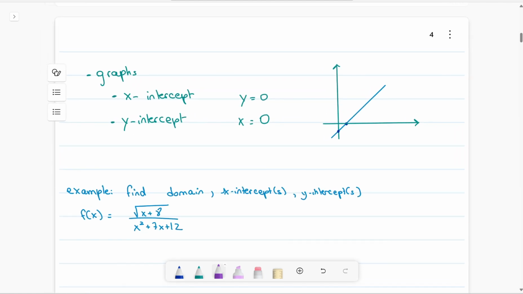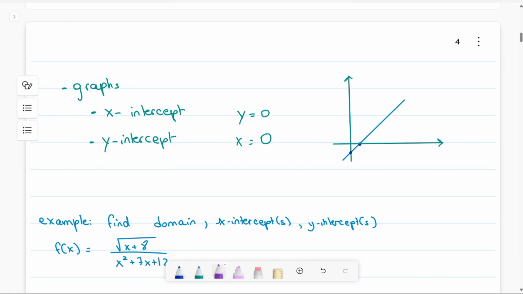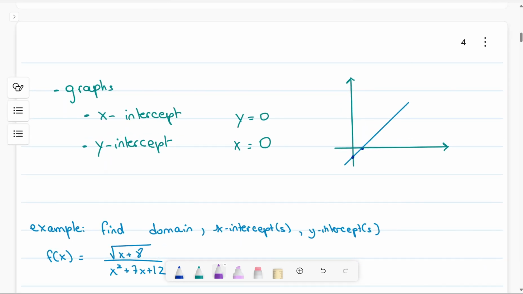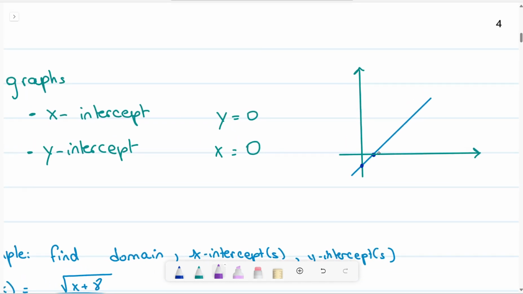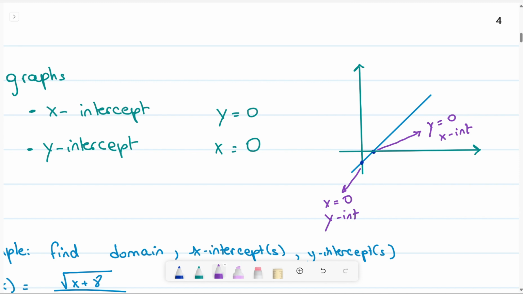Now, we've been graphing a bit in the previous examples. One thing to point out about graphs is that graphs have an x-intercept where y is equal to 0, and a y-intercept where x is equal to 0. So in our graph here, these 2 points, this point is where y is 0, so this is an x-intercept, and this other point is where x is 0, so this is a y-intercept.